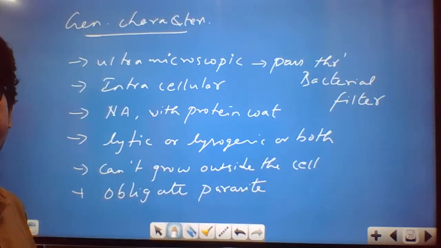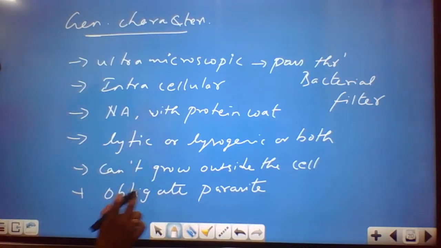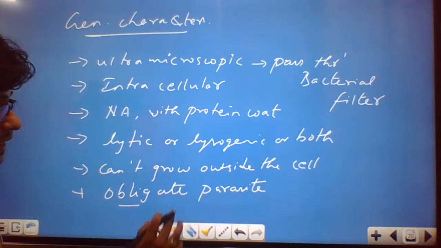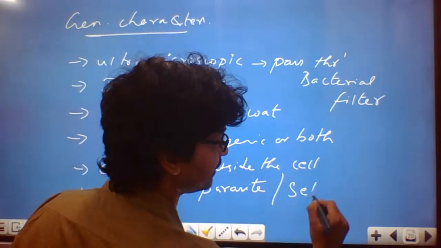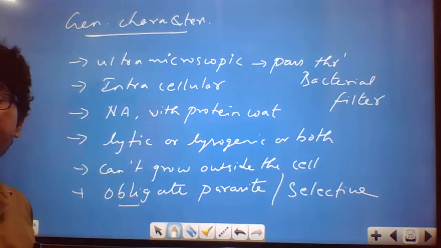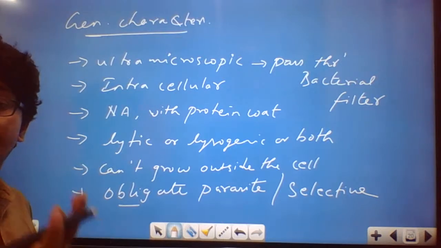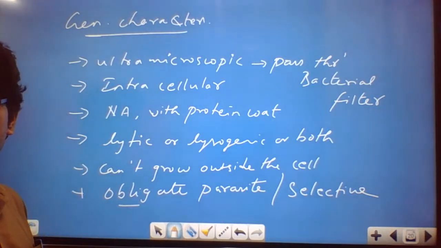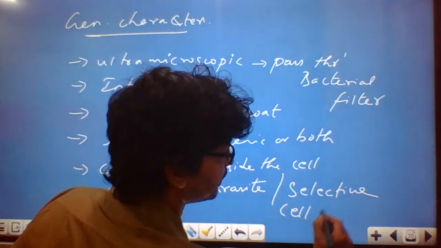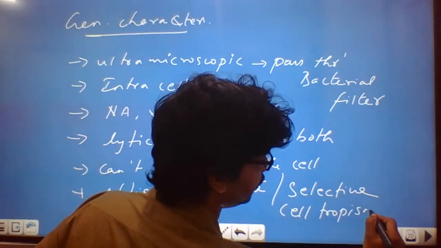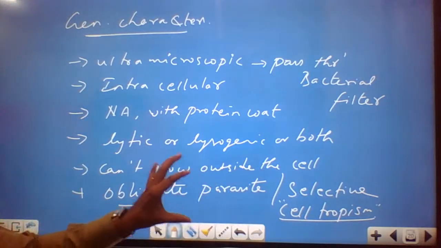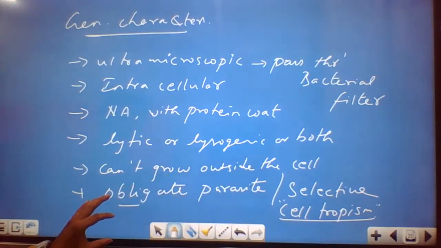So this is one important feature that you can see in the case of viruses. Obligate means a very strict parasite, and viruses are very selective in their mode of nutrition. So what type of cells does it require? For example, HIV requires only WBC, meaning it grows only in WBC. In the same way, it is very selective. This property is called cell tropism, where the virus is very particular about the host cell. So it is almost obligate.